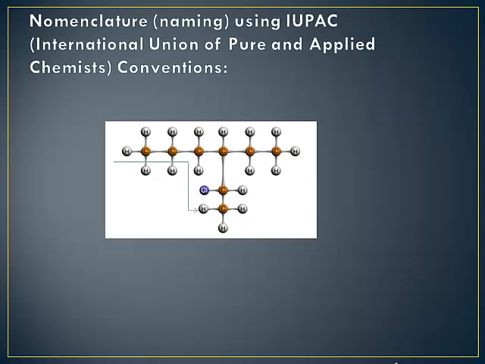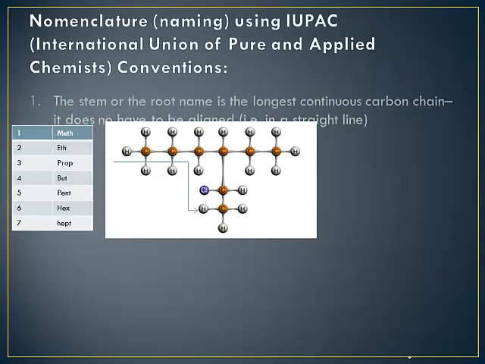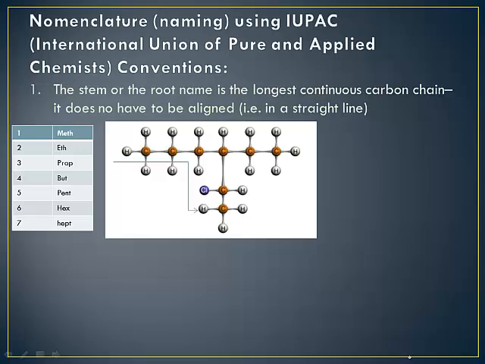When we look at naming, it's given a fancy name which is called nomenclature, but really it boils down to naming. We use the system produced by IUPAC, which is the International Union of Pure and Applied Chemists. That's a whole bunch of fancy information just to say this is how chemists across nations have agreed to name organic compounds.